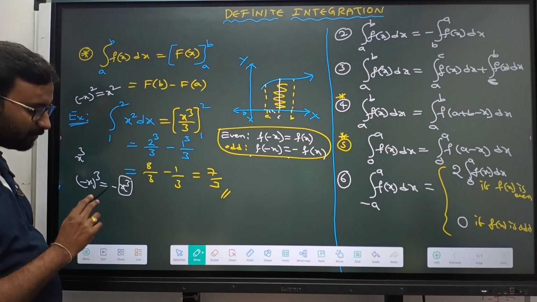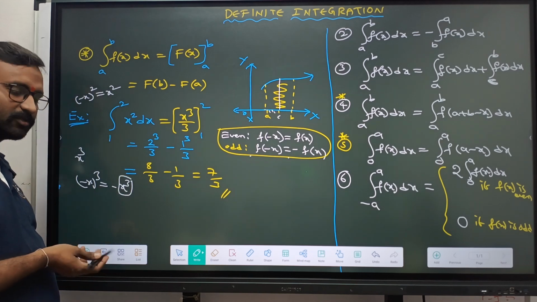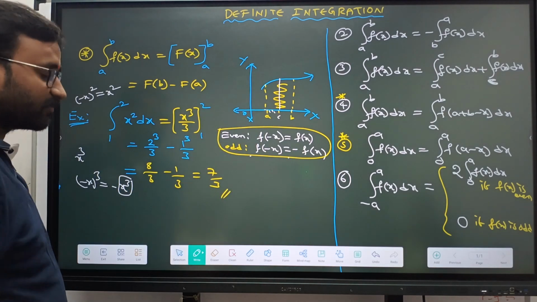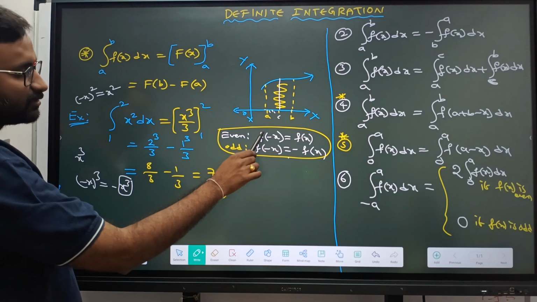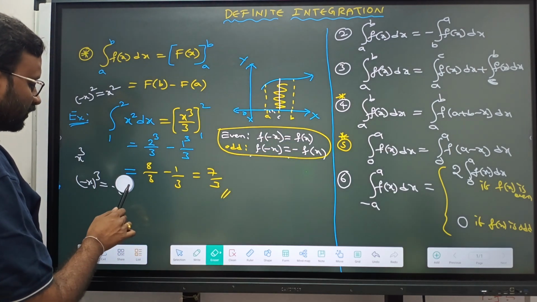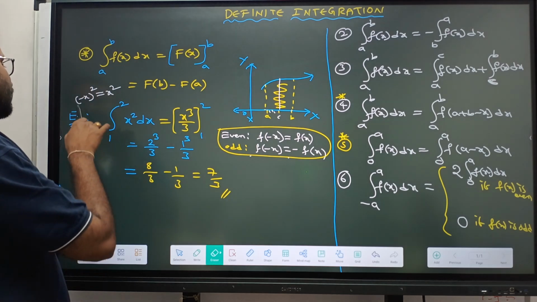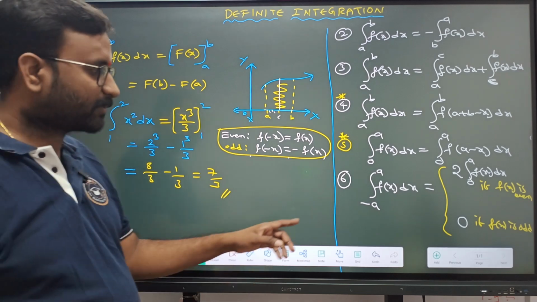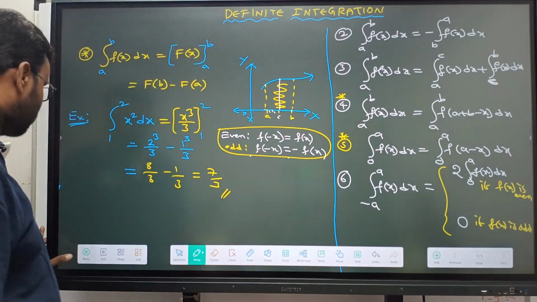x cube is the function, but with minus you get an odd function. So odd function means if you write minus x, you should get minus f of x. Even function means if you write minus x, you should get only f of x. Okay. So for an even function, you will get that answer. For an odd function, you will get that answer. So we have two answers for this property, property number 6.